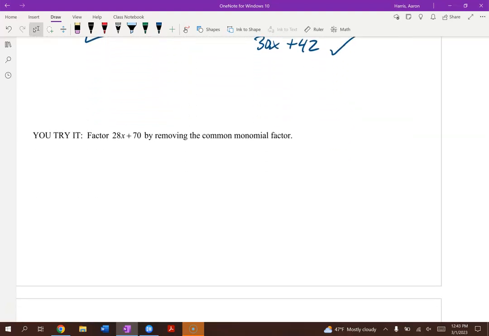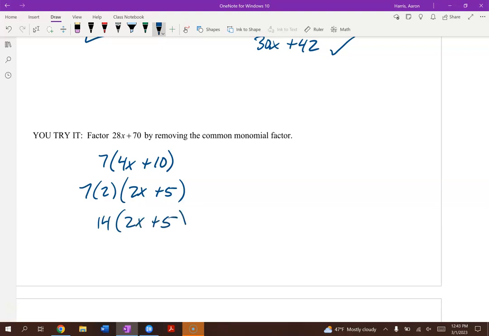How about 28x and 70? What's that? 7. Let's try 7. So if we take a 7 out, you'll probably see, oh, wait, 4x and 10. What about 4 and 10? What can I take out of those two? 2. Yeah, take a 2 out as well. So the greatest common factor of these two is actually 14. We actually should have taken 14 out. So again, just be careful when you're doing it. When you get to that 2x plus 5, you should have nothing left that you can take out of it. But the GCF is 14 on this one.